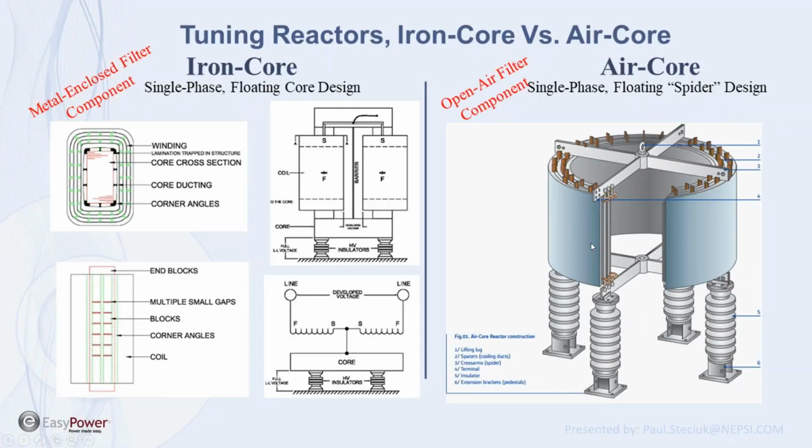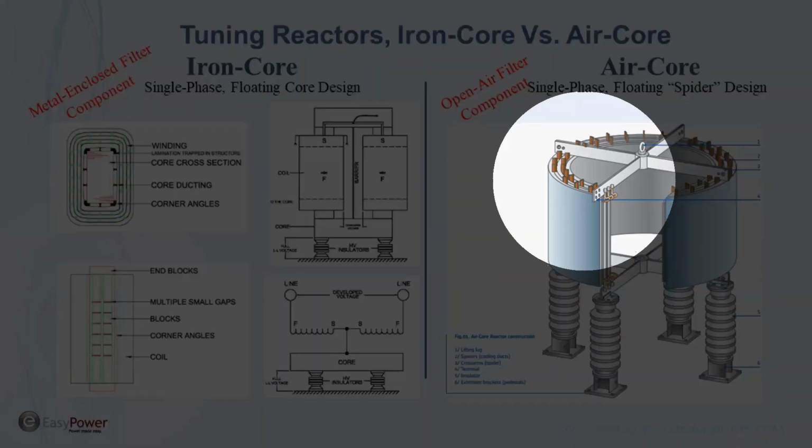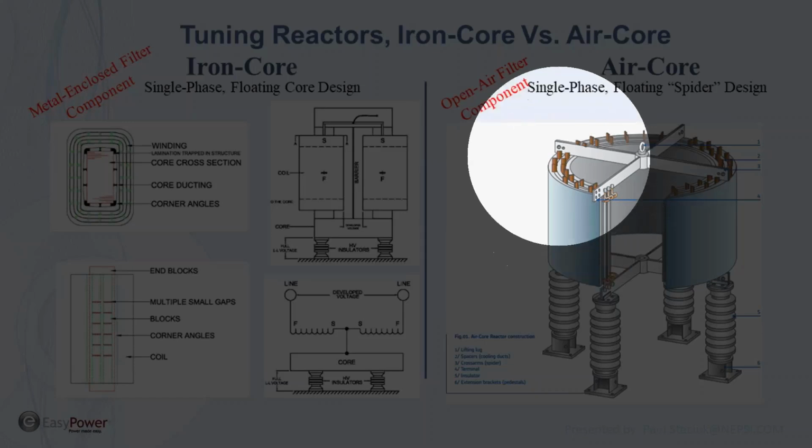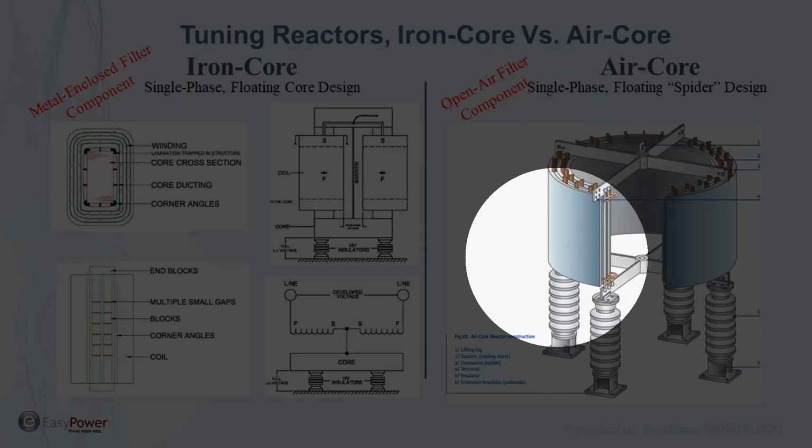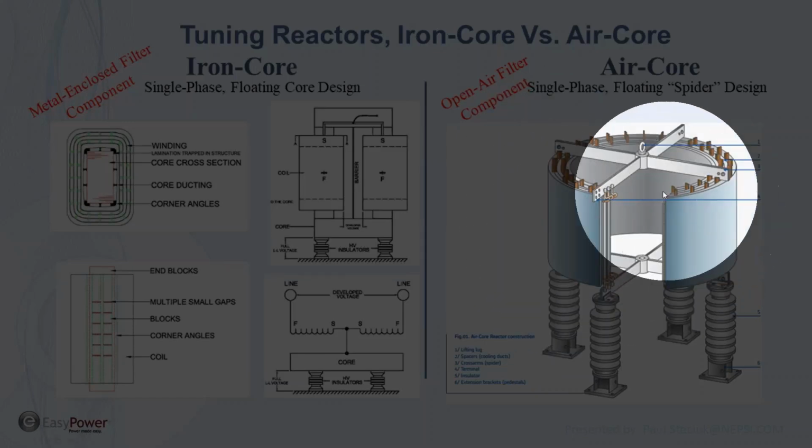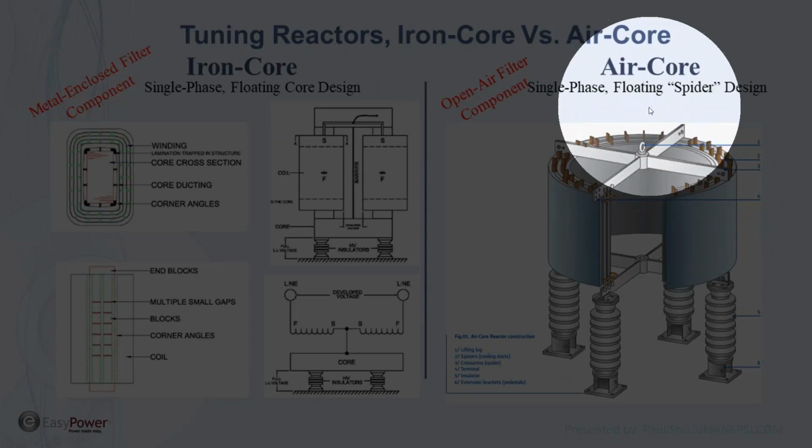The key difference between these two is the iron itself. The iron is like a transformer. It carries the flux. It keeps the magnetic field inside the core of the reactor, and therefore there's no external flux. The system is very compact and is well suitable for metal enclosed systems. You can't put an air core reactor inside a metal enclosure because it will heat the walls up because of the external magnetic fields. These are very large. Oftentimes they're stacked 3 high.